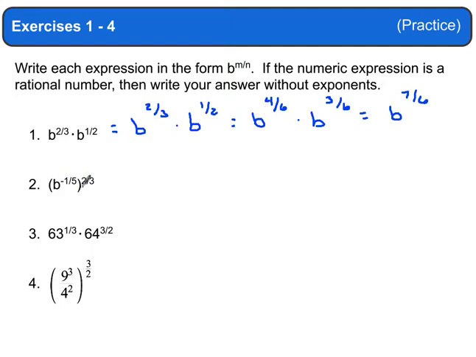Here we have a power raised to a power. Remember, if you have a power raised to a power, you're just going to multiply everything. So here we're going to just multiply -1/5 times 2/3. And so it's going to be b to the -2/15, because -1 times 2 is -2, and 5 times 3 is 15. I do not have to have common denominators for a power raised to a power, so that is unnecessary.